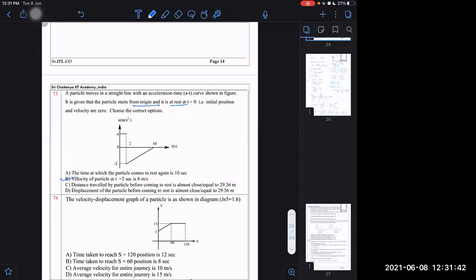How to know when the particle comes to rest? V minus u is equal to area under acceleration versus time graph. What is initial velocity? 0. If final velocity also 0, then area under AT graph should be 0. Means this upside area should be equal to downside area. Let us check whether it is 0 or not. Can you find out when it is 0?